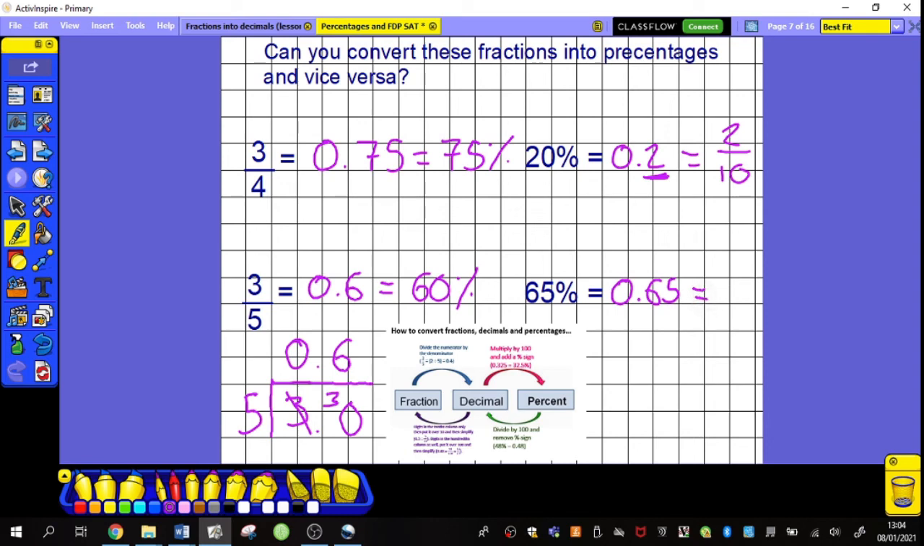And now I remember from yesterday that this now goes into the hundredths, so I'm going to put it over 100. And I need to make sure that I simplify that. I've divided numerator and denominator by 5.